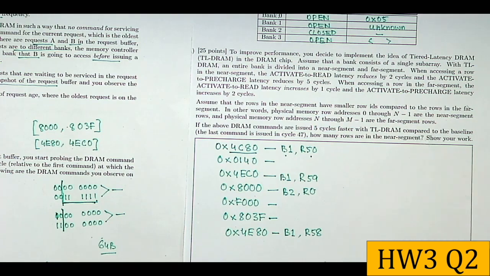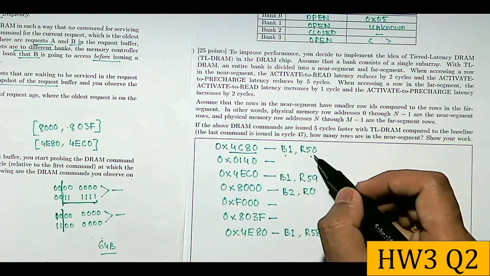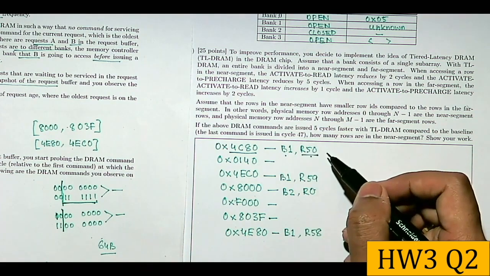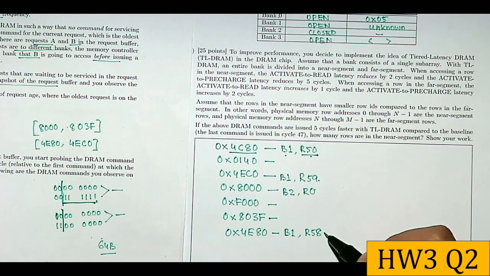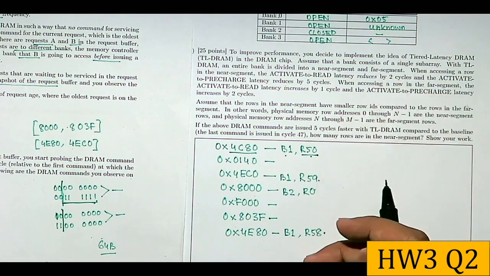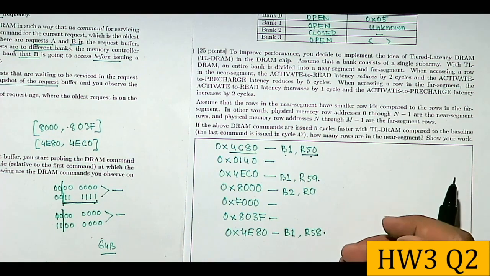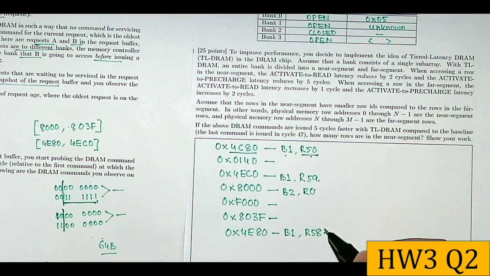Now, let's start. I would approach it like this. Let's start with saying that row 50 is something we are considering to be a near segment, and let's say 59 and 58, both of them to be a fast segment. And let's see what the command sequence and the timing parameters actually look like. If it doesn't match, we'll go back and say, let's make 58 also a part of the near segment, not a fast segment. Okay?